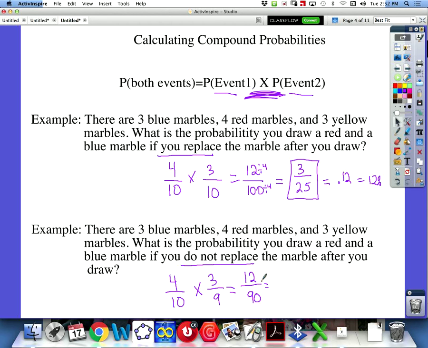And now this time we can divide both by 3 because I know 3 goes into 90 and 12. And that gives me 4/30. And it looks like that can go further. We can divide both of them by 2. And that gives us 2/15. So we can see the probabilities change based on if we're putting the marble back or if we're keeping it out.